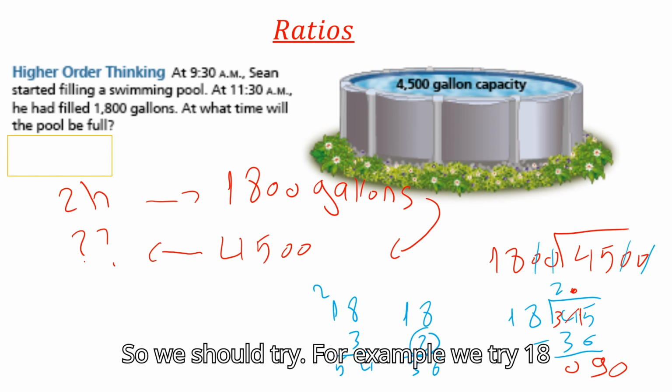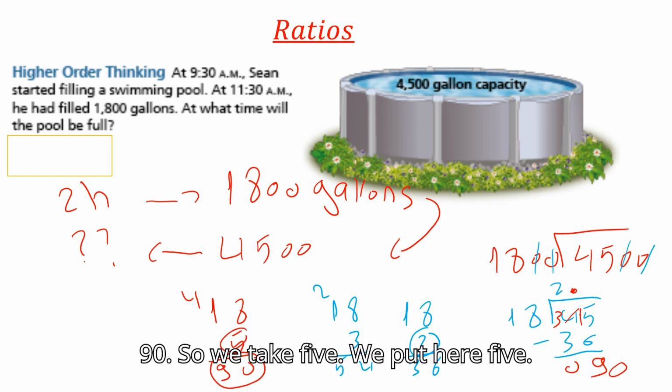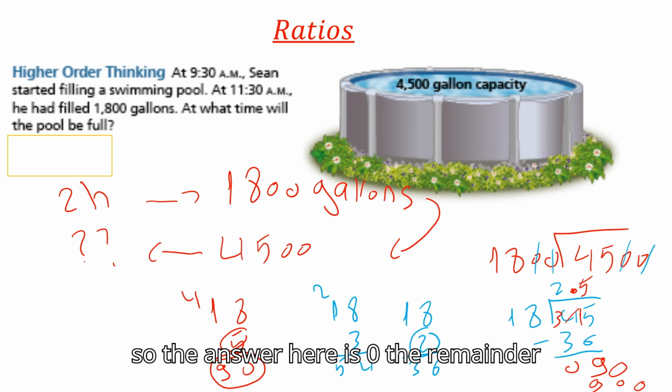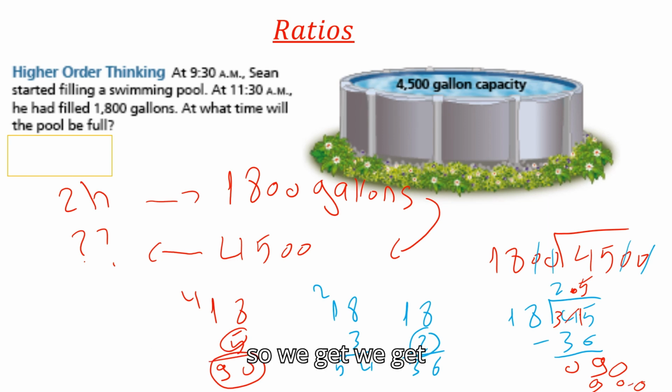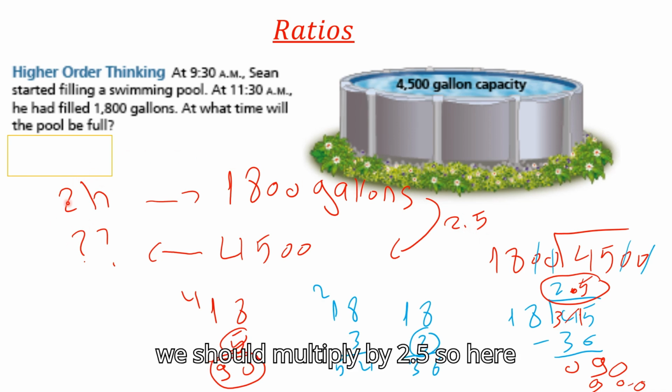We should try. For example, we try 18 times 5. 5 times 8, 40. 5 times 1, 5, plus 4, 9, so 90. We get exactly 90. So we take 5 and put 5 here. 5 times 18, 90. So the remainder is 0, and we get 2.5. This means 1,800 multiplied by 2.5 equals 4,500. Because here we multiply by 2.5, this means also here we should multiply by 2.5.